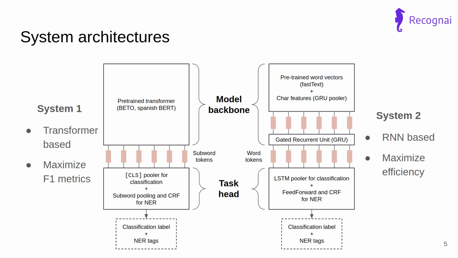The design of System 1 was driven by trying to maximize the F1 metrics, while System 2 also had in mind the efficiency, that is training, inference speed and model size.